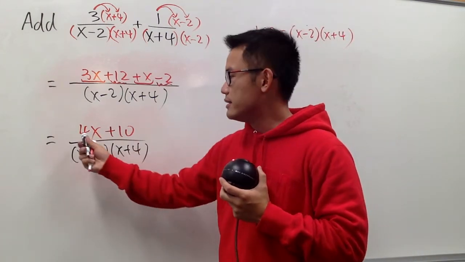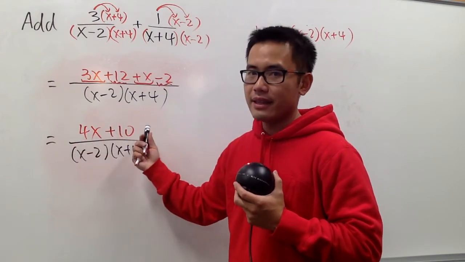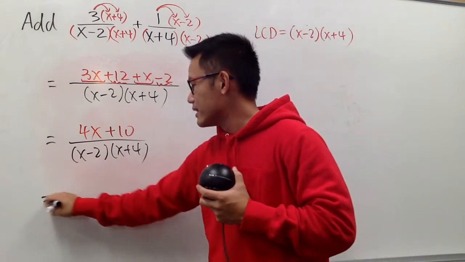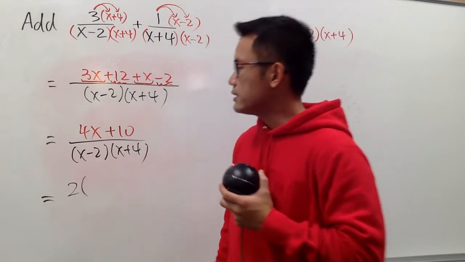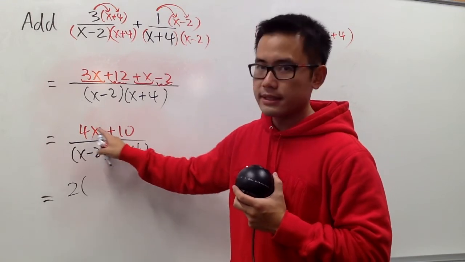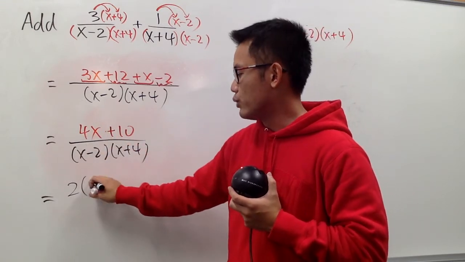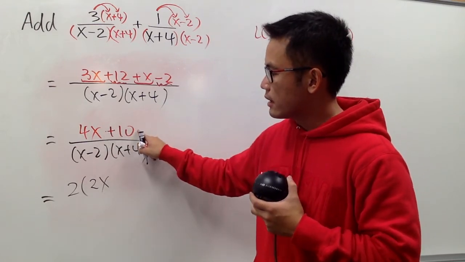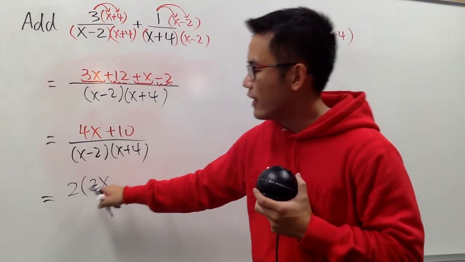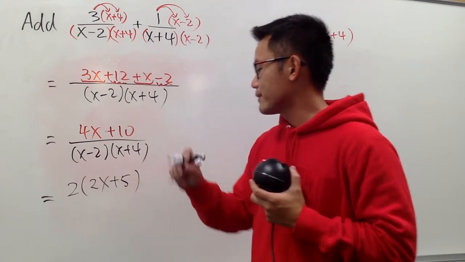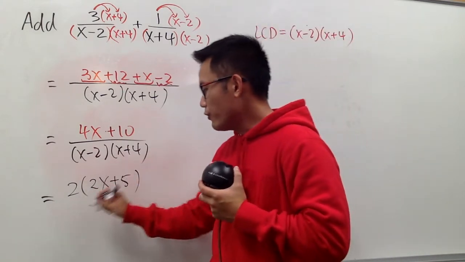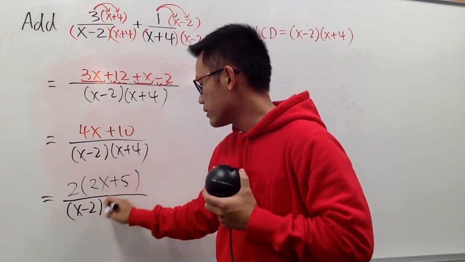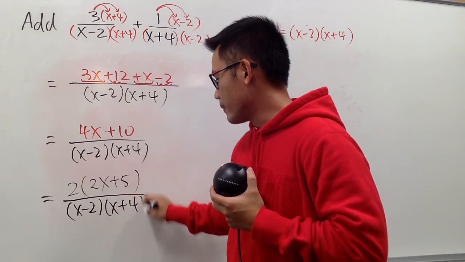On the top, this is 4x and then plus the 10. We can factor out our common factor, 2, right? So we'll do that. So we factor out 2. I'll open the parentheses. Originally, I have the 4x, but I factor out the 2, so we have 2x left. And then next, originally, this was a plus 10. You can just think about 10 divided by 2 is plus 5, right? So just like this. And don't forget to write down the denominator though. This is over x minus 2 times x plus 4.